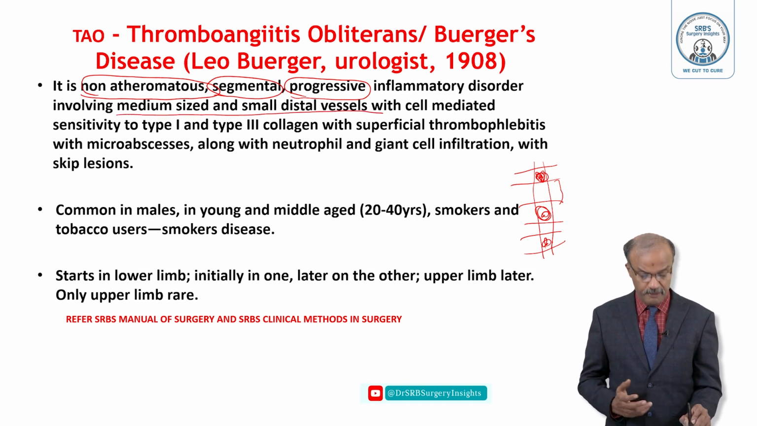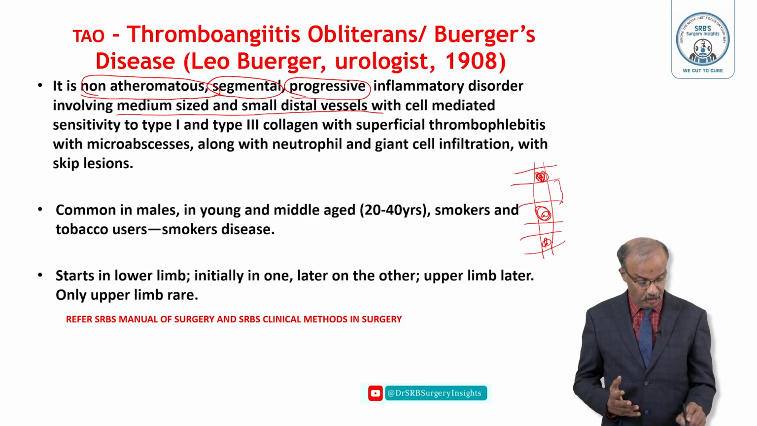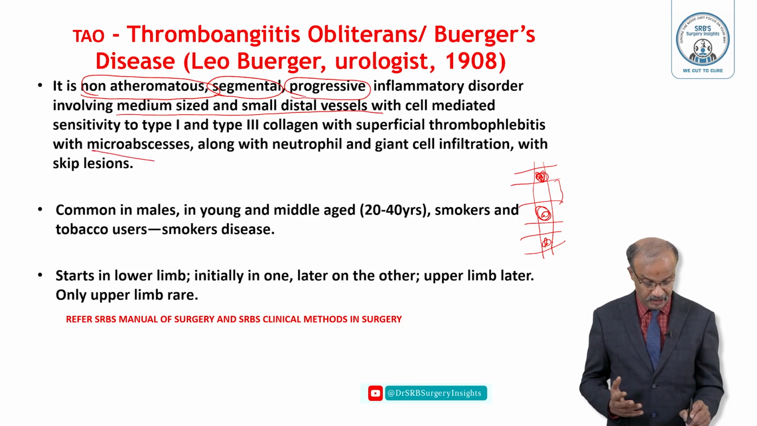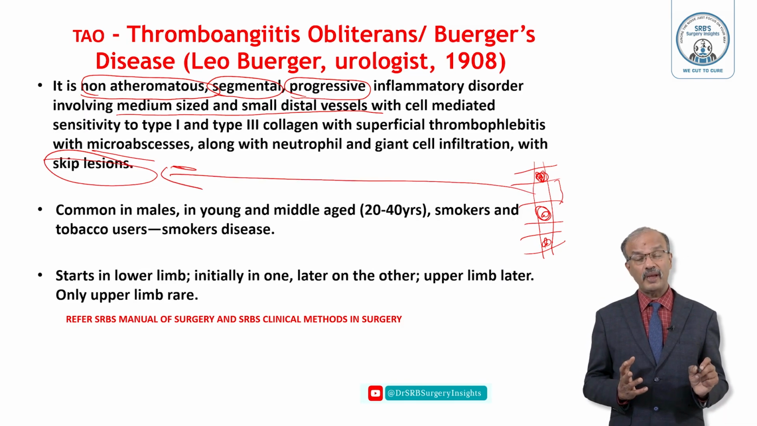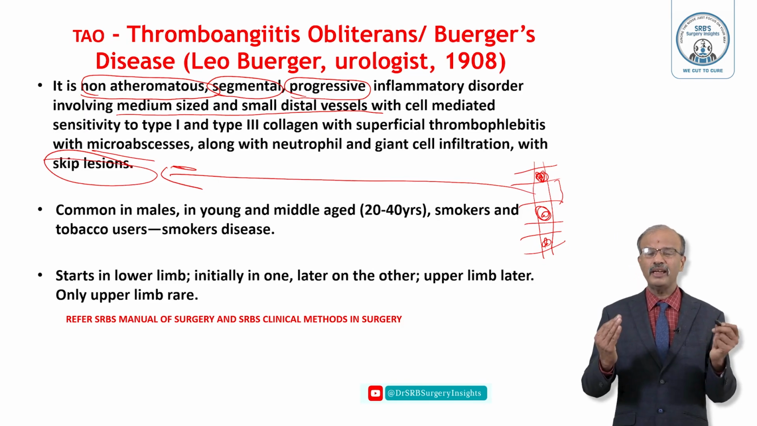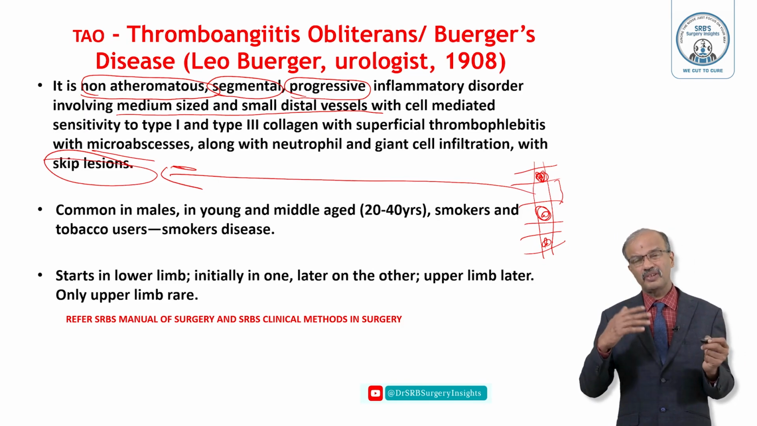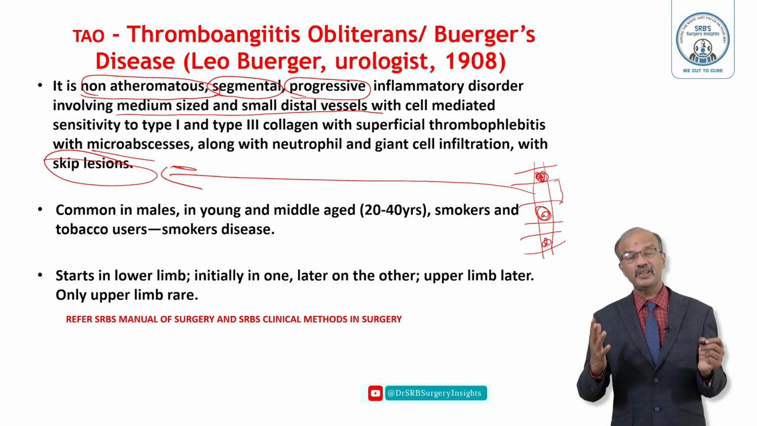And I'm going to tell type 1 and type 3 collagen. There will be micro abscess formation, giant cells or skip lesions. That is the most important thing you have to remember. Skip lesion, like this. So this is the skip lesion. And it's common in males, almost exclusively in males. Rarely females are involved. So there is some hormonal relation.